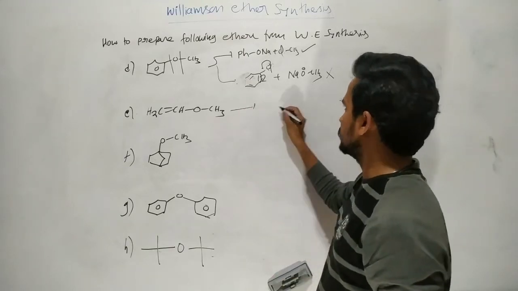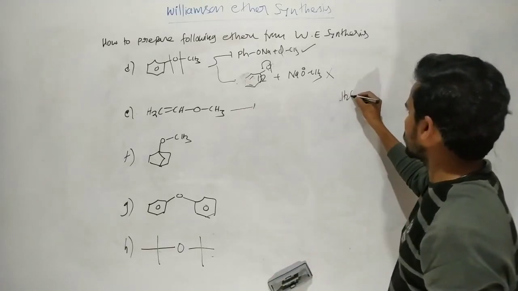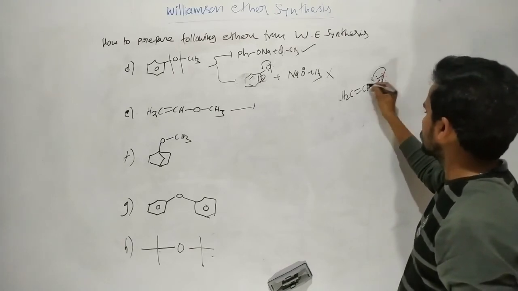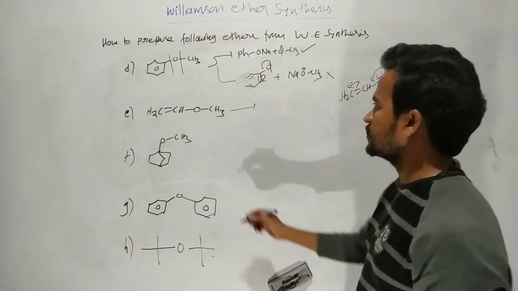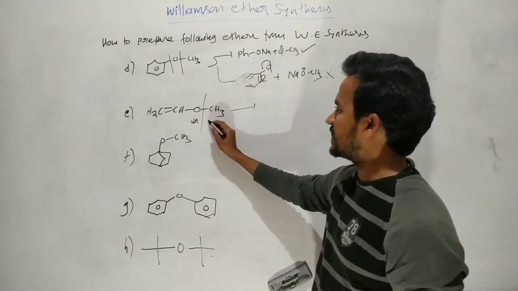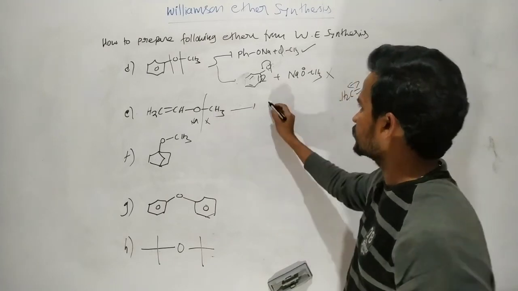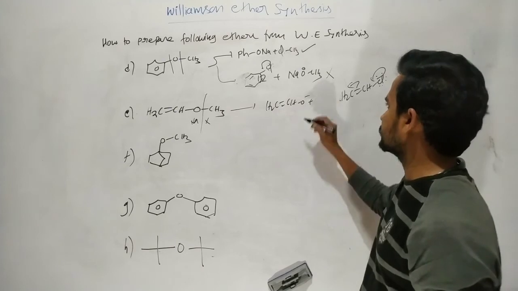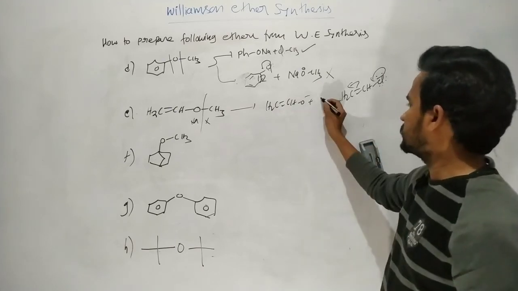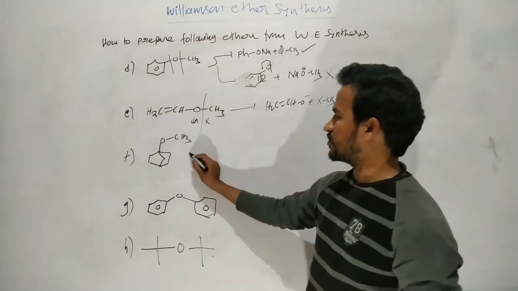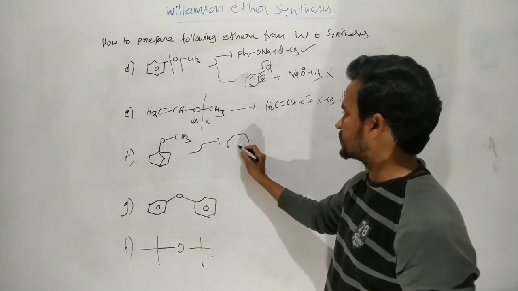Here, this one is also the same. Vinyl halides are not involved in a substitution reaction because of the resonance stabilization. So again, the corresponding sodium alkoxide, CH2=CH-O minus plus, and the corresponding halide CH3 halide is taken.